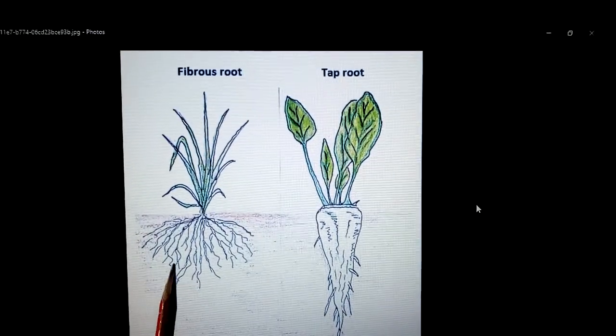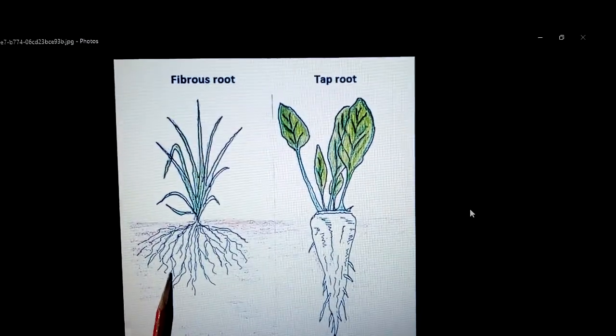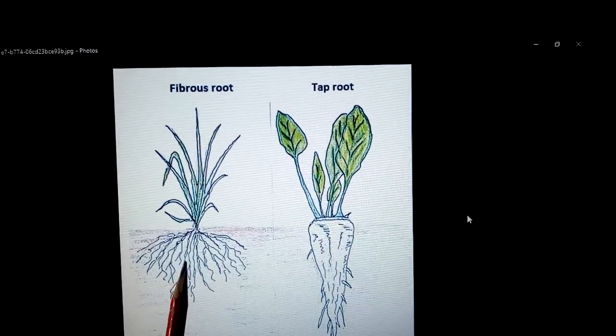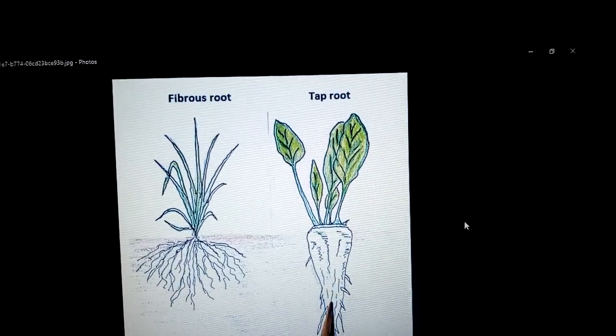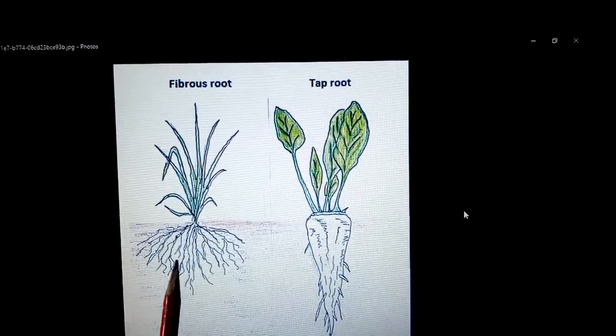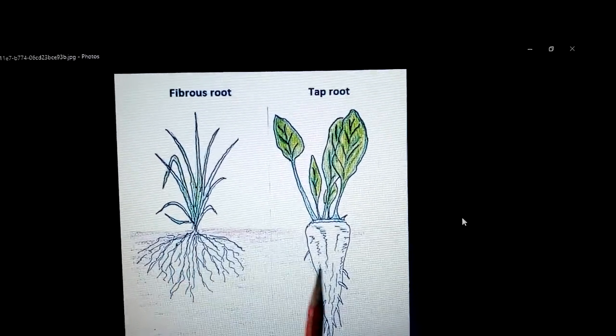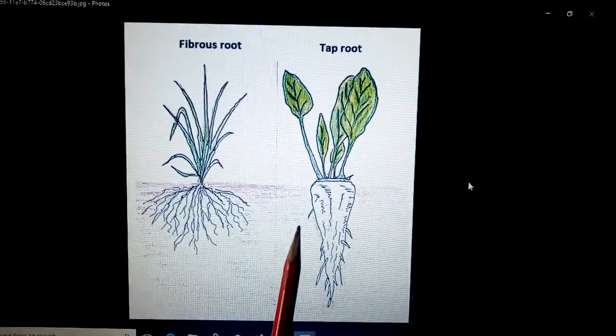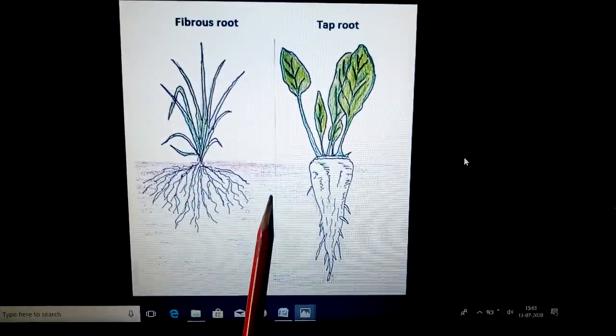This is spread into the soil, and this is straight vertical in size. It is thick, and in this one thin roots are available. This is thick. In the next slide we will see it very clearly.